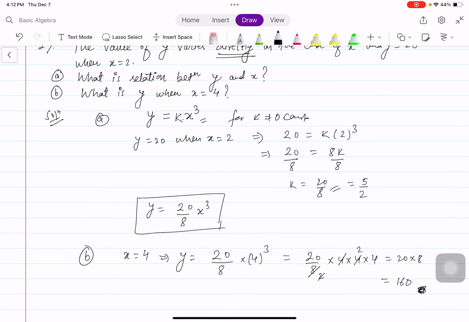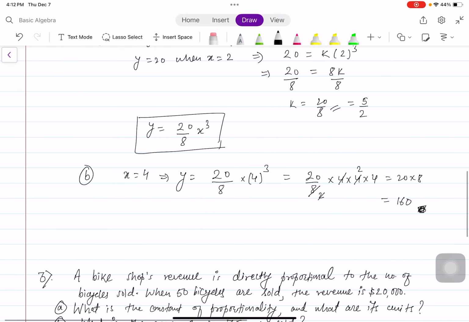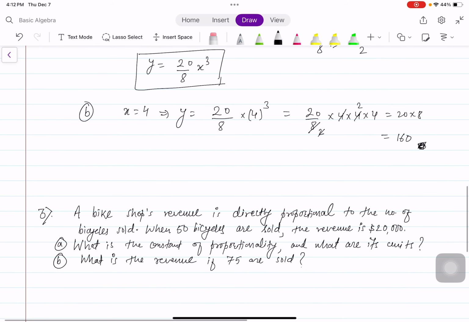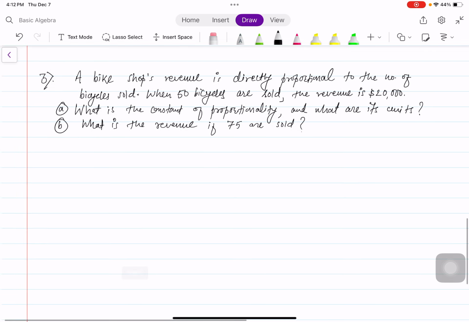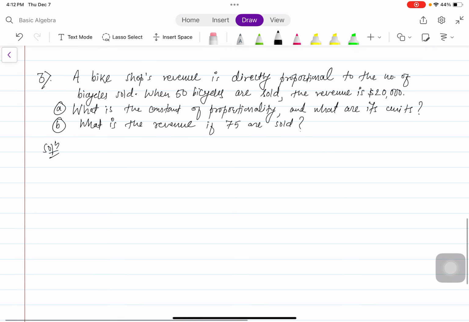So this is how we find y. First we found the relation between y and x, and then we plugged in the value of x and found y. There is one more problem. Again, pause the video and go through the instructions. Okay, I hope you went through the instructions. Now let's try to solve the problem.